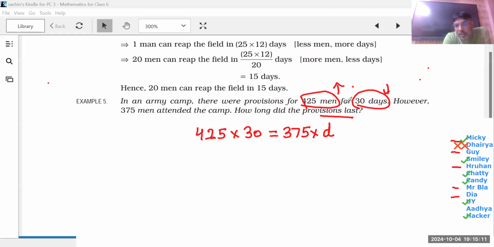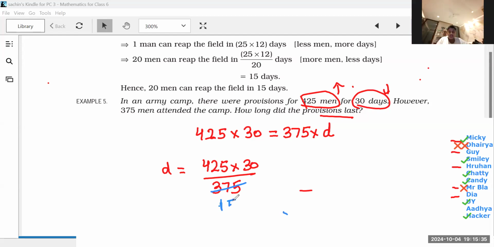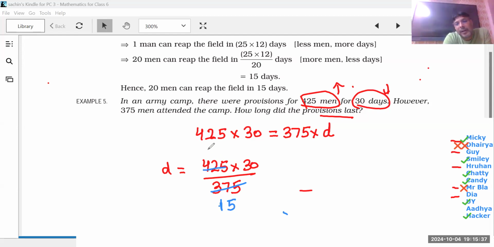Because with more people the provisions will obviously last for fewer days. So D will be equal to 425 into 30 divided by 375. The best thing to do here is not to multiply but to simplify. We can simplify with 25. People make mistakes in division. 25 fifteens are 375 and 25 seventeens are 425. Then with 15: 15 ones are 15 and 15 twos are 30. So I will get 34 days.